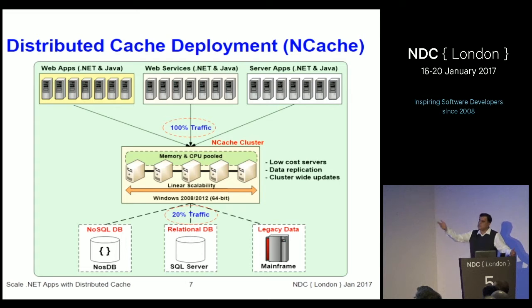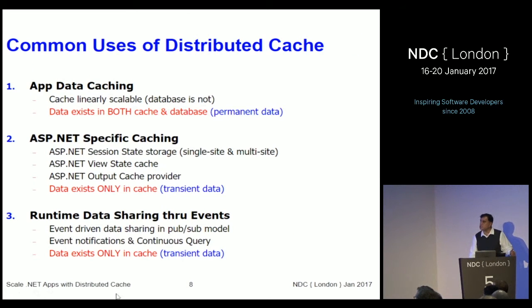Because it has multiple servers, you can keep adding more servers as your transaction capacity increases. And a good distributed cache provides an event-driven, pub-sub-style data sharing model. Also, other types of events, and continuous querying is another feature. Distributed caches exist both on the .NET side and on the Java side.